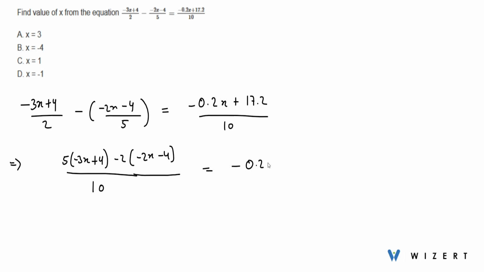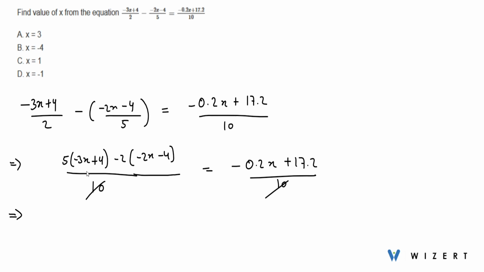of (0.2x plus 17.2) upon 10. So 10 and 10 will cancel out each other. How? If you multiply both sides of the equality by 10, so 10 and 10 will cancel out each other. Okay. Now in the next step, we are going to simplify the numerator.